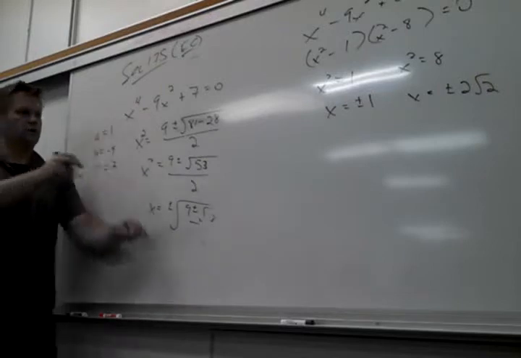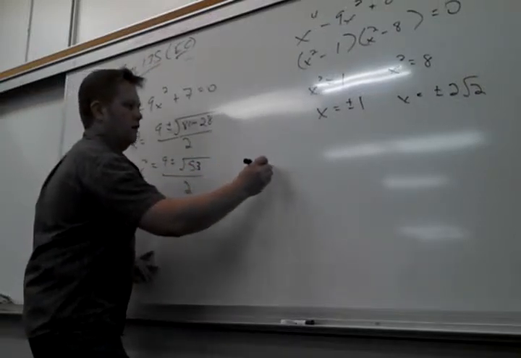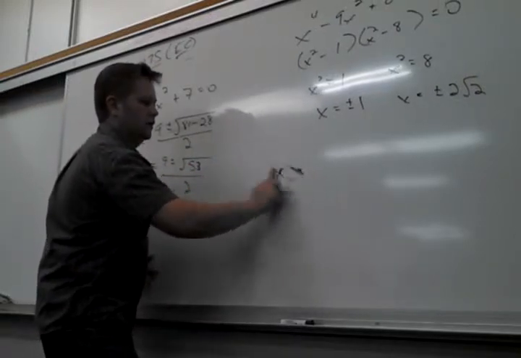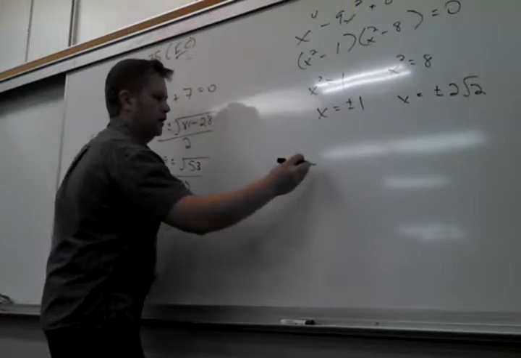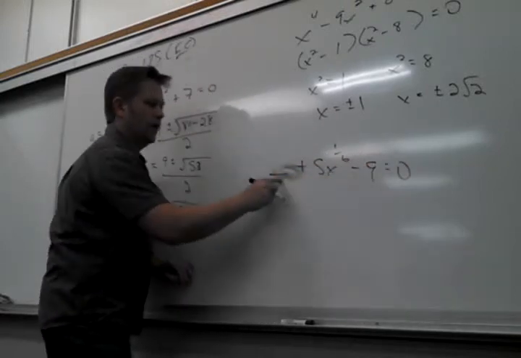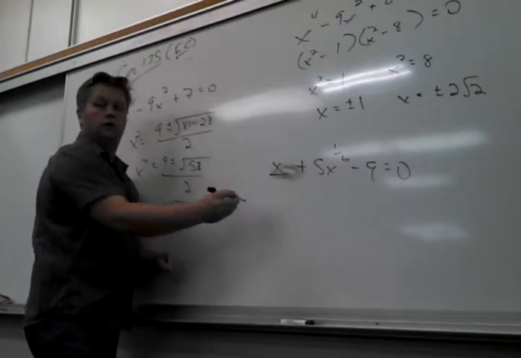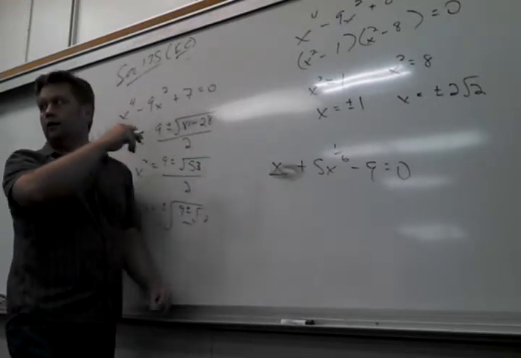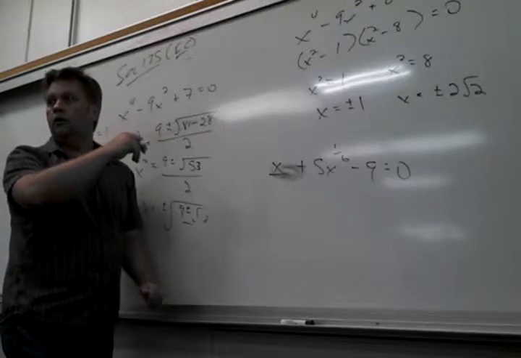All right, so let's try this out. If I have something plus 5x to the 1/6 minus 9 equals 0, what has to be here? X to the what power, for it to be quadratic? 1, 2.